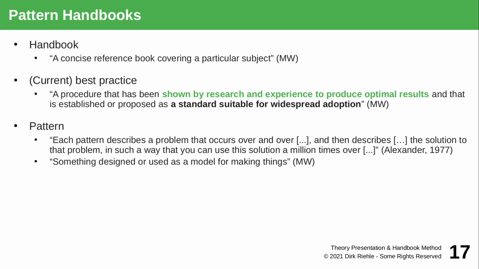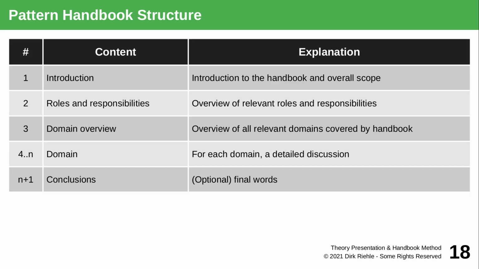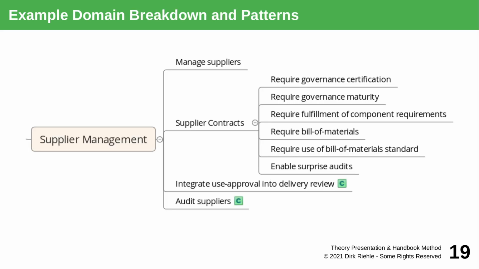So a pattern handbook will be a collection of best practices of how to do things, presented in a particular pattern format. We usually use the context problem solution format of presentation. Coming top down here, a pattern handbook has a structure, often introduction and roles if people are involved, followed by an overview of the overall domain, and if it's large enough and there's not just one domain, a breakdown of that big domain into subdomains, where for each subdomain we will present the various patterns and how they interact and so forth. So here's an example.